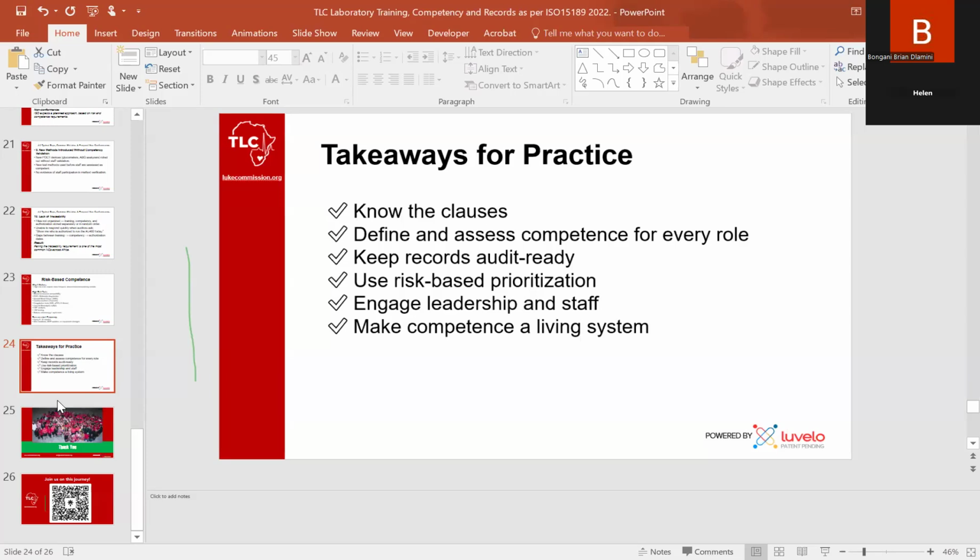You must engage leadership, engage staff. It might be a good idea once a week just to go through your quality indicators, go through your staff suggestions, things like that. You can go through your clauses, anything like that. It helps a lot if you do that. Engage your leadership, engage your staff. And then last, make competence a living system. That ends the lecture. I hope you're all still awake.